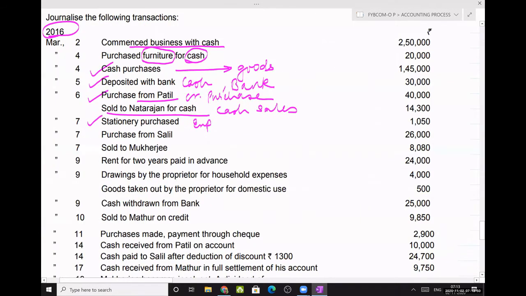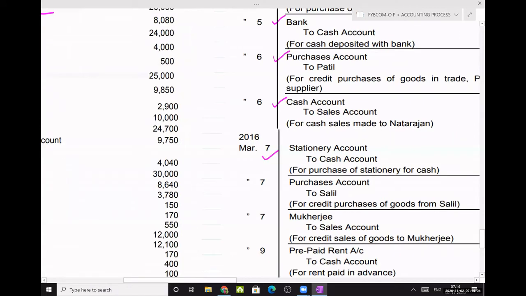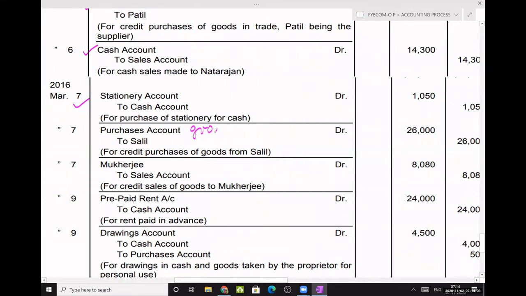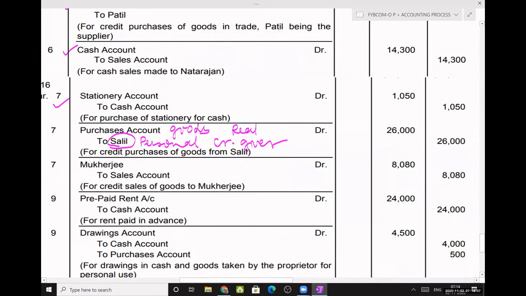Next, on 7th again, there is a purchase from Salil. Salil's name is given, the party name is given, which means it's a credit purchase. So in purchase account, goods are coming in. Real account rule: debit what comes in. So purchase account debit to Salil. Salil is a personal account. The personal account rule is debit the receiver, credit the giver of benefit. So like that we have identified. Even if any student writes goods to Salil, it is absolutely correct.